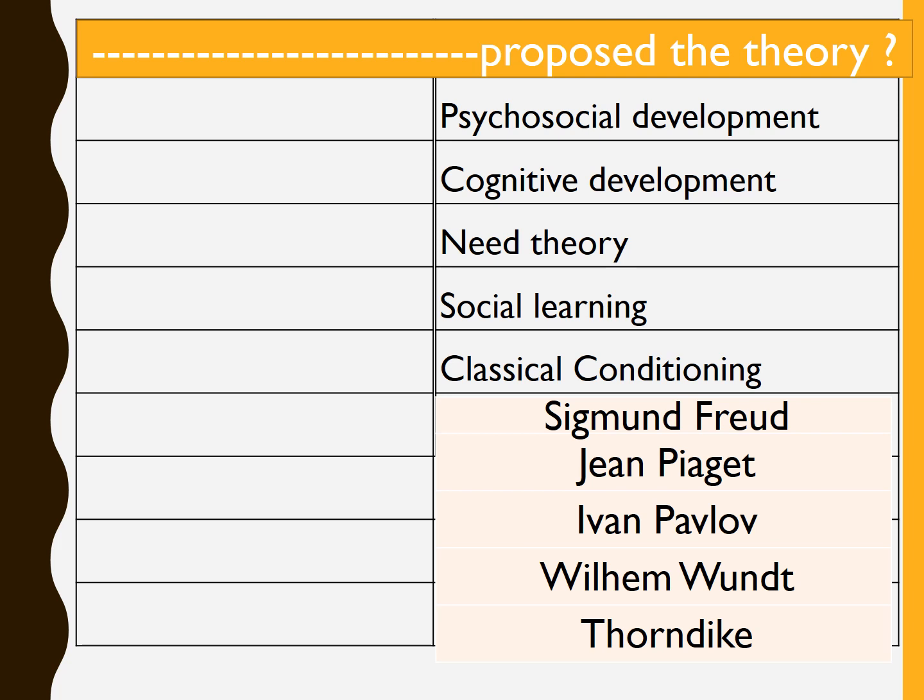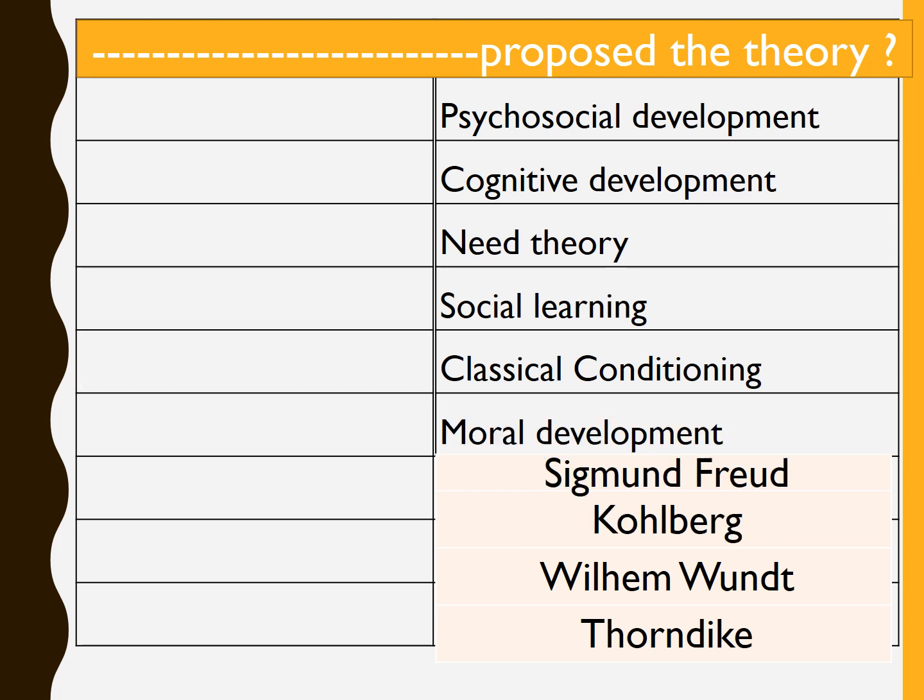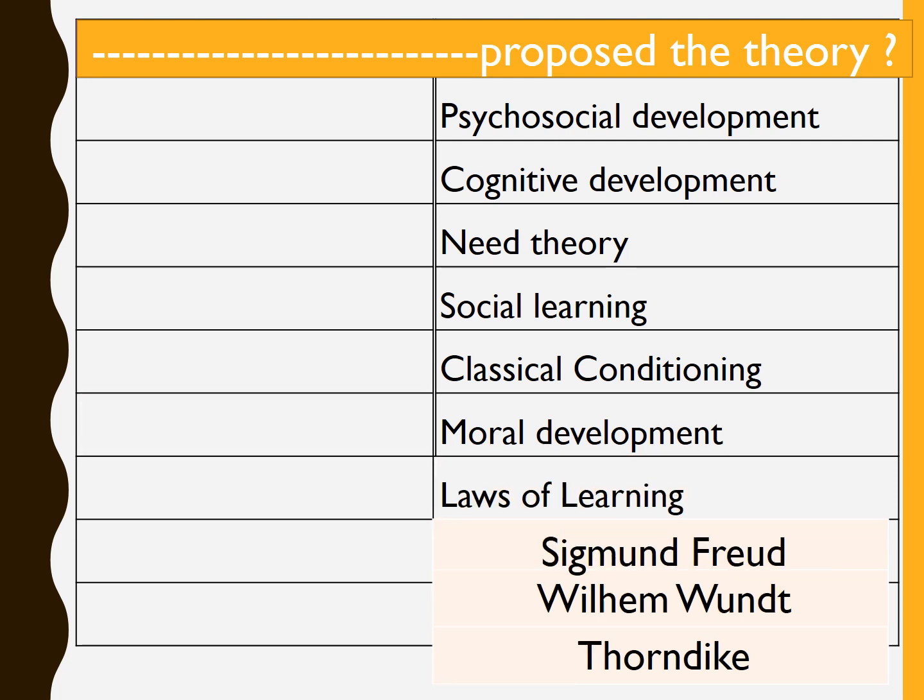Next, the theory of classical conditioning is proposed by, and we have the options Sigmund Freud, Jean Piaget, Ivan Pavlov, Wilhelm Wundt, etc. And the answer is Ivan Pavlov. Next, the theory of moral development is proposed by, and we have the options Sigmund Freud, Kohlberg, Wilhelm Wundt, and Thorndike. And the answer is Kohlberg. Next, the laws of learning were explained by, and we have the options Sigmund Freud, Wilhelm Wundt, and Thorndike, and many more. So the answer is Thorndike.